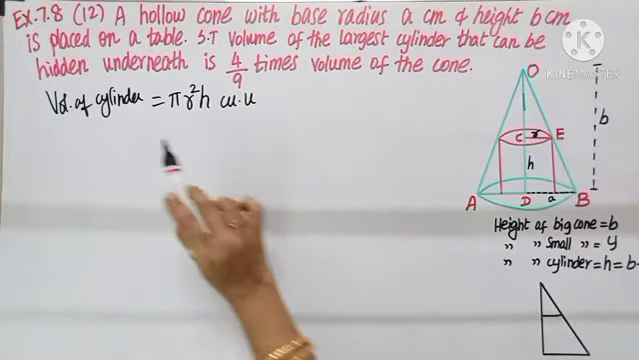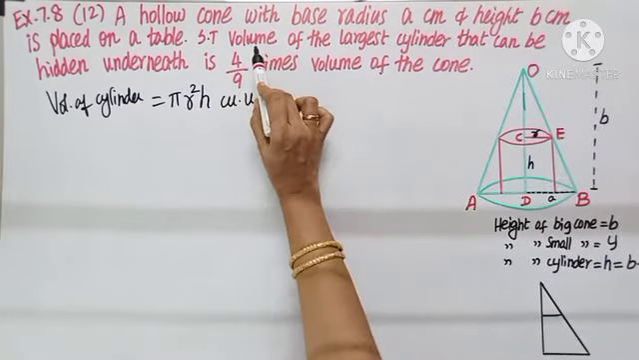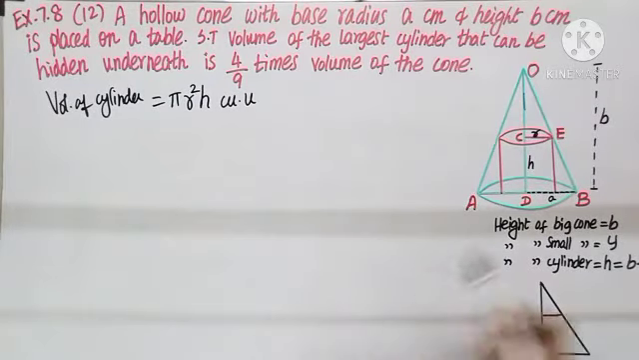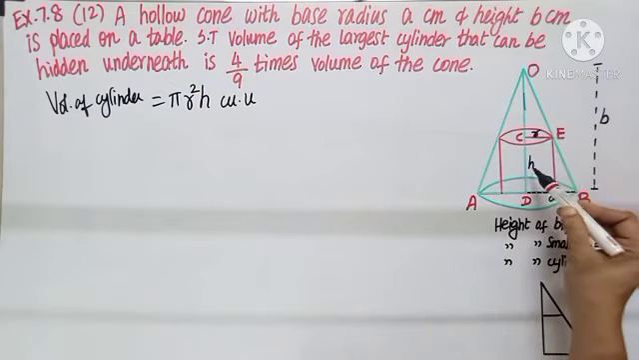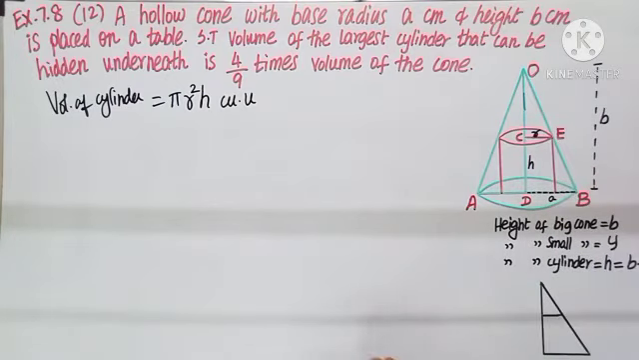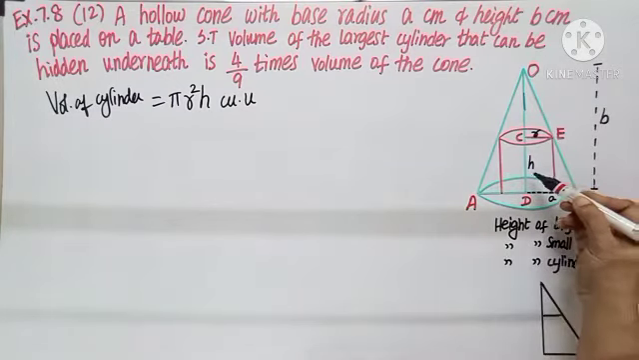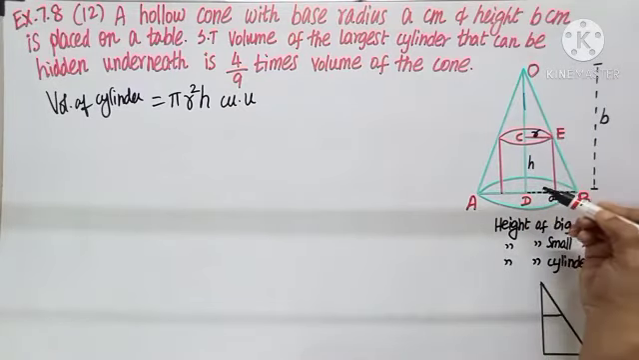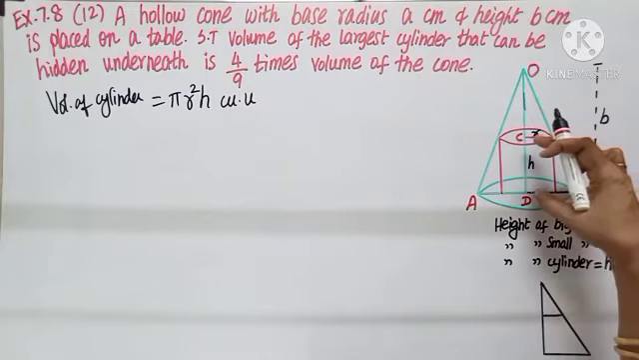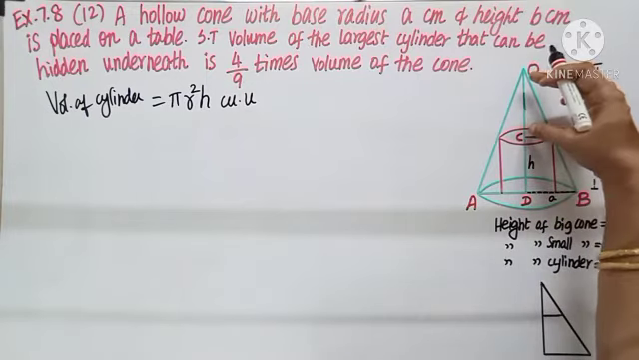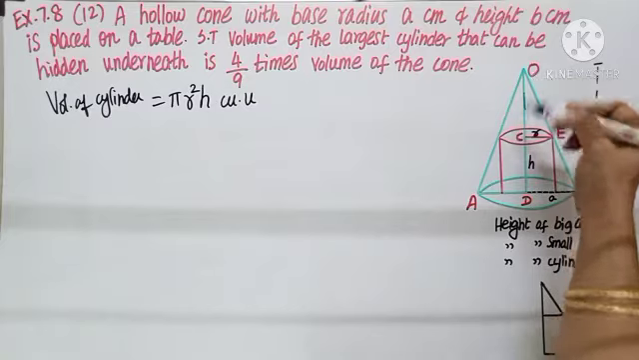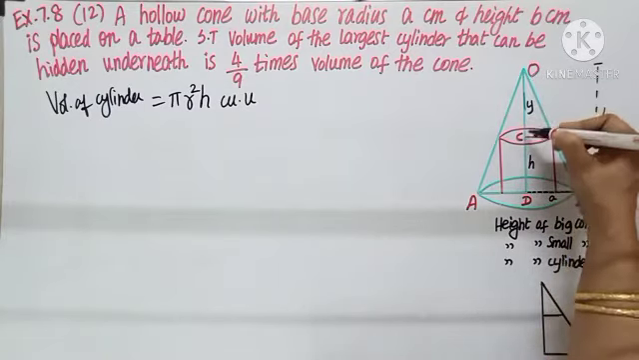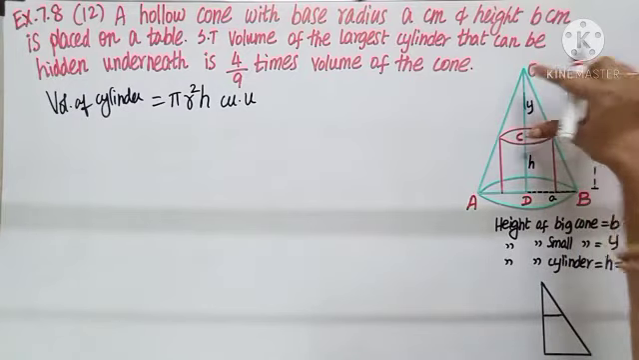What is the volume of the cylinder? The question is about volume. Pi r square h. R is the radius of the cylinder. H is the height of the cylinder. How will you connect this h and b? This big cone is split into two parts. The underneath cylinder and the remaining part is also another cone. Let us consider height of the small cone as y. So this distance is y.